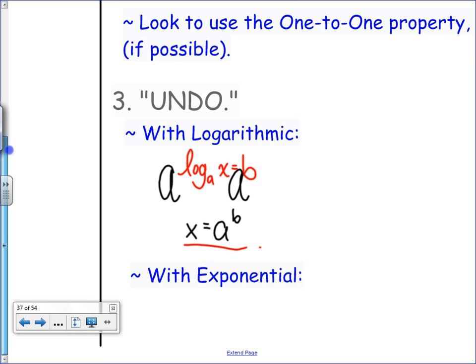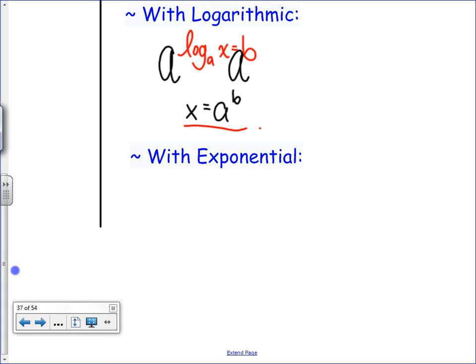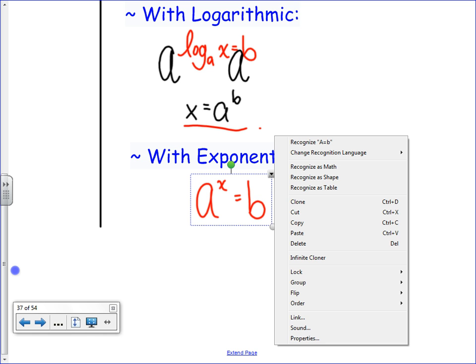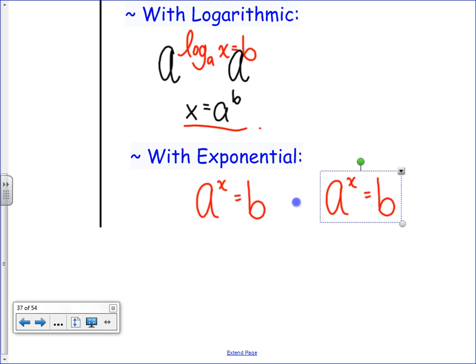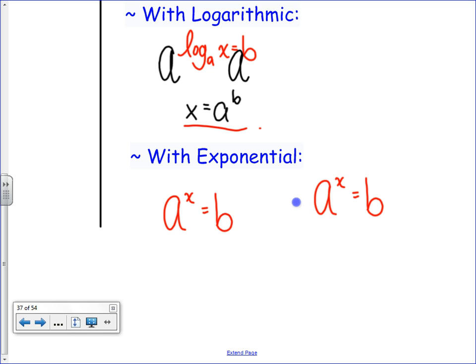But what if, instead of being given a logarithmic expression, what if I'm being given an exponential expression like a to the x equals b? This is the one that's going to have two different ways. Okay. How do I undo an exponential? Well, with exponential, I need to use logarithmic, right?